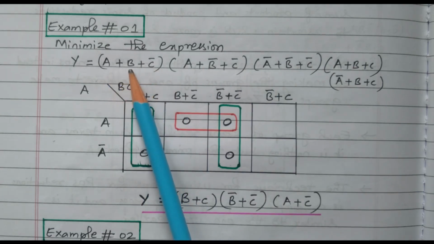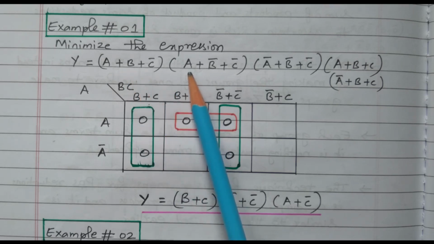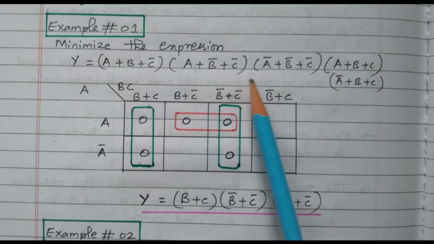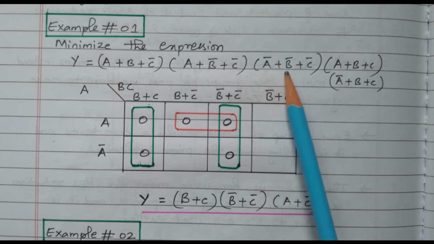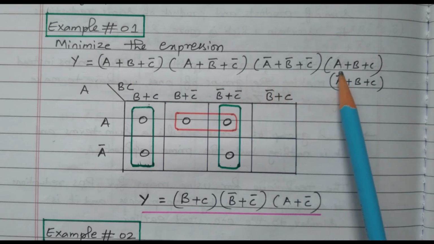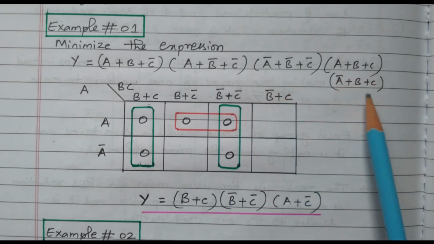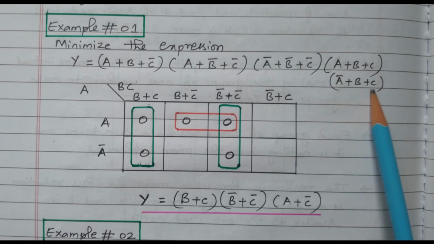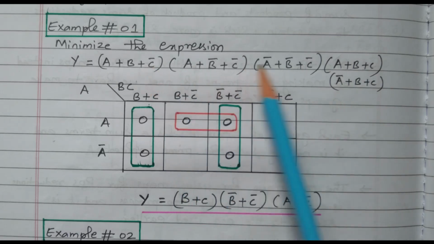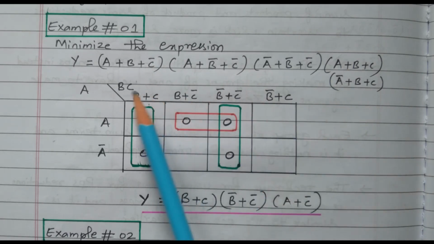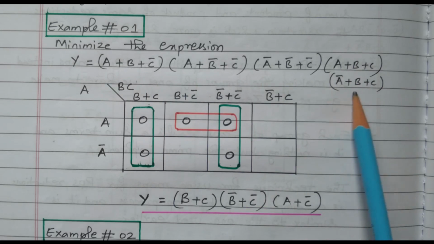The first term is a plus b plus c bar. Next term is a plus b bar plus c bar. Third term is a bar plus b bar plus c bar. Fourth one is a plus b plus c. Fifth one is a bar plus b plus c, right? So there are 5 terms available. There are 3 parameters, a, b, c, and all terms have a, b, c.